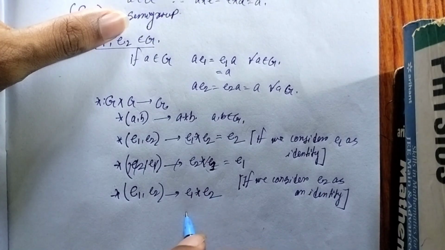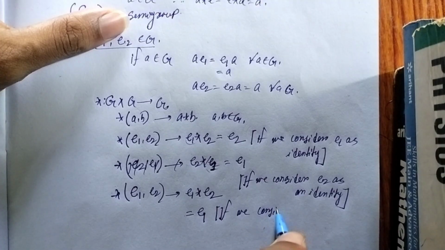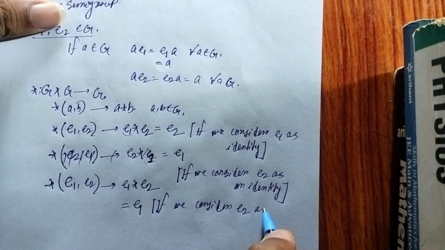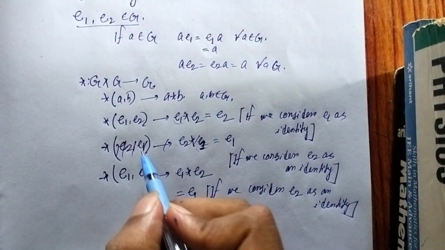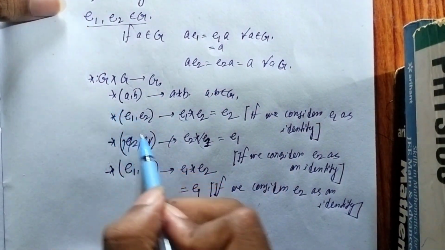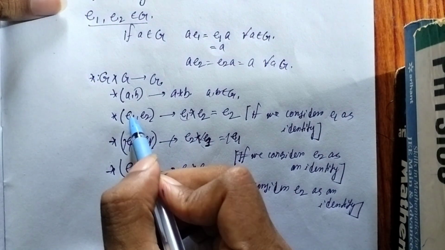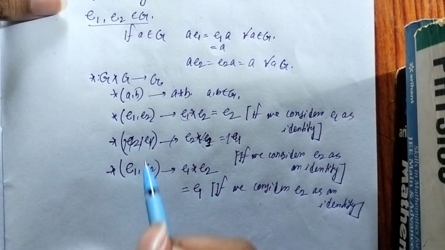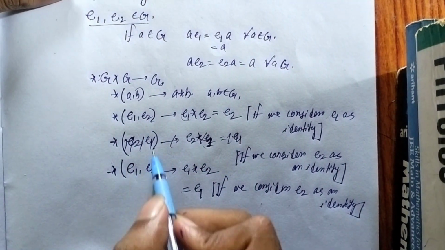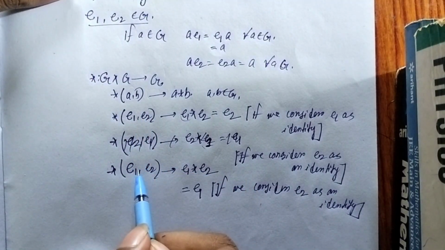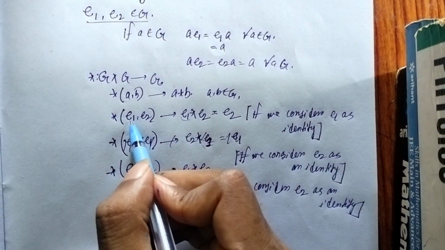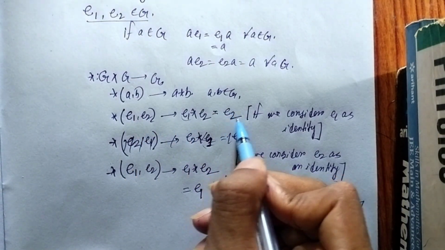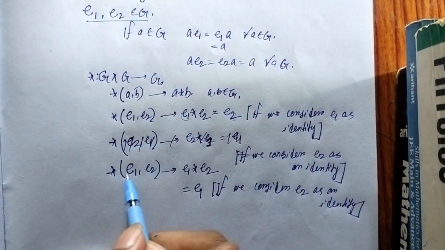Now if we consider E2 as an identity, I made a mistake here. So can you see that star is a function, and both are composing the same? For a function, we know that a function cannot map the same thing to two different things. This is not the property of a function. So here (E1, E2) is actually mapping to E2, and here also (E1, E2) is mapping to E1.